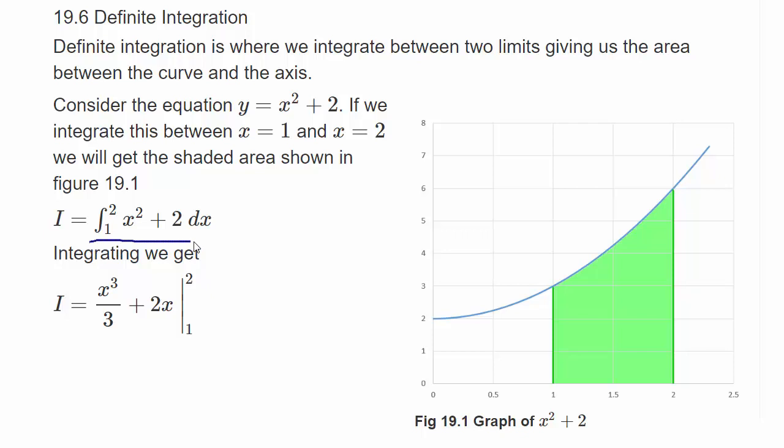This is how we write the integration. It's the integral of x squared plus 2 from the lower limit, which is 1, to the upper limit, that's 2. So integrate x squared plus 2, and that's exactly the same as usual, which is x cubed over 3 plus 2x. But instead of a constant of integration, we draw a line at the end, and we have the lower limit and the upper limit.